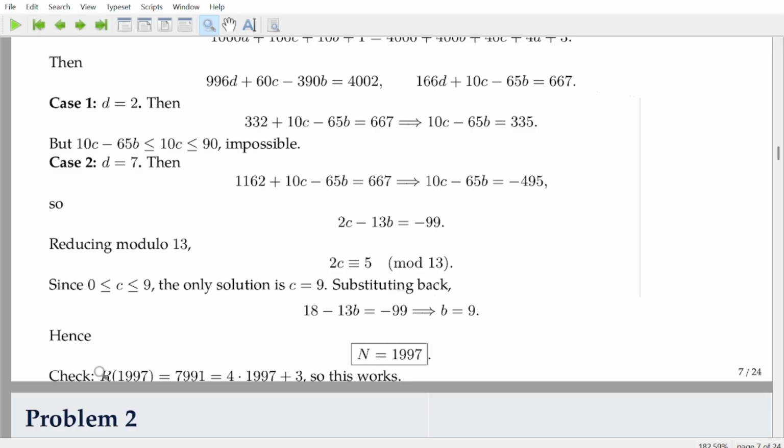And obviously you can check that, because the reverse of 1997 is 7991. You just read the integer from back to front. And of course that is 4 times 1997 plus 3. You can check that for yourself, but that is true.